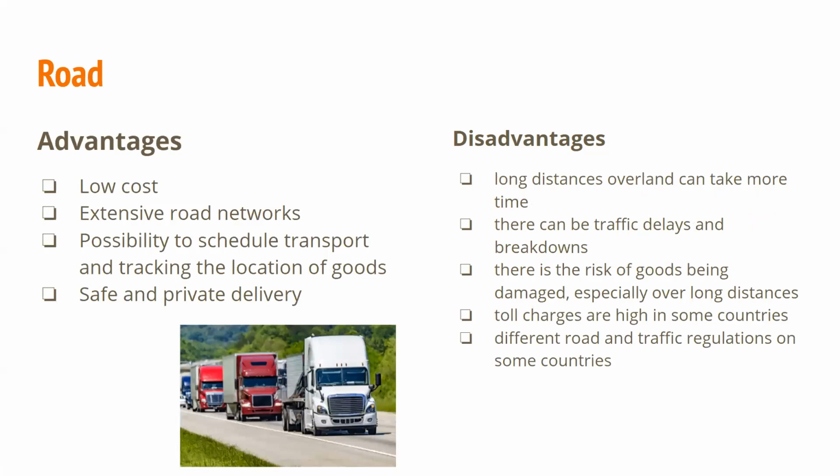Road, right? Road, obviously low cost, because we could use diesel, we could use natural gas, right? It is advantageous in the sense that once there are roadways, there are road networks, and you can go the furthest, right, without any kind of hindrance, right? We're going to find obviously more instances where you're going to have roads as opposed to rails, or where a plane could land comfortably, or an airstrip. There's the possibility to schedule transport and track the location of the goods, right, using GPS. You have the option as well of safe and private delivery, right?